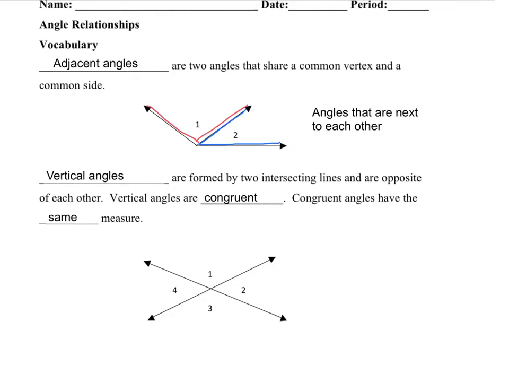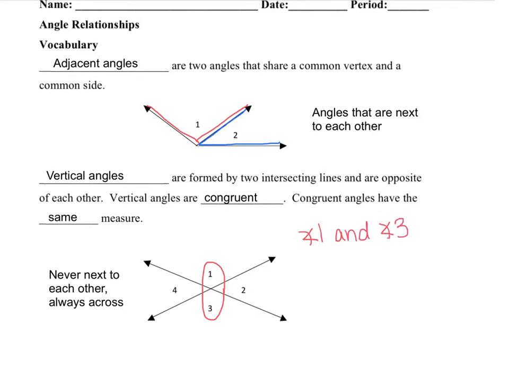Now vertical angles are never next to each other. They're always across. So our first vertical angle are 1 and 3. So angle 1 and angle 3. They have the same measurement. So for example, if angle 1 is 120 degrees, then angle 3 is also 120 degrees.